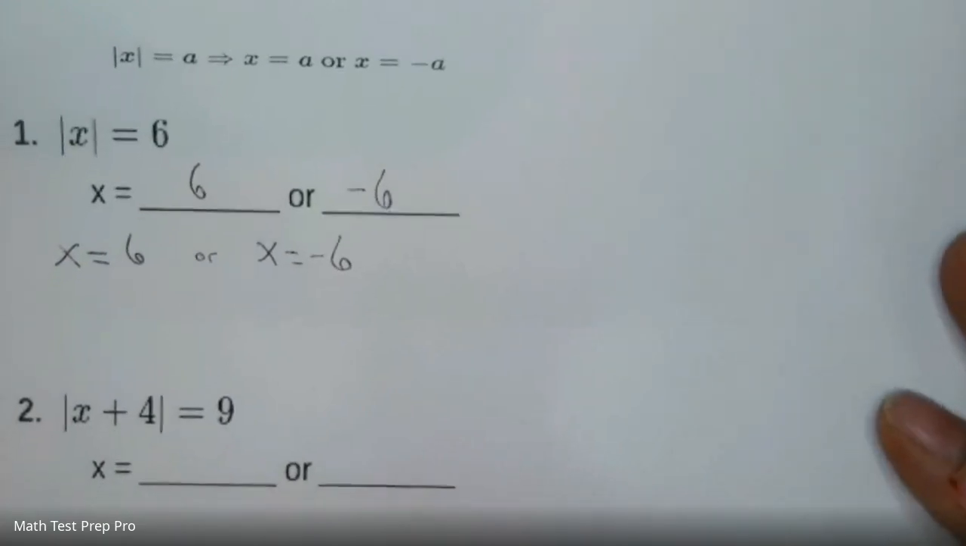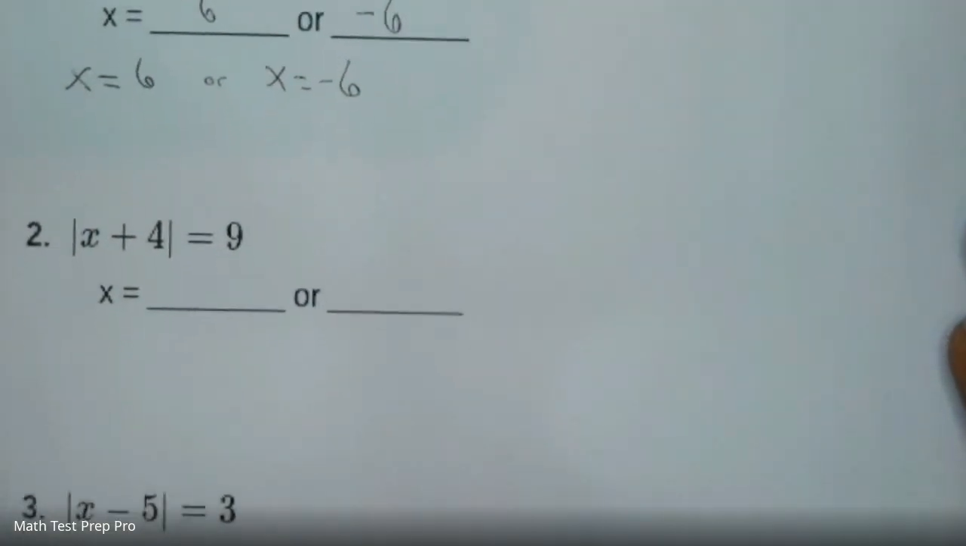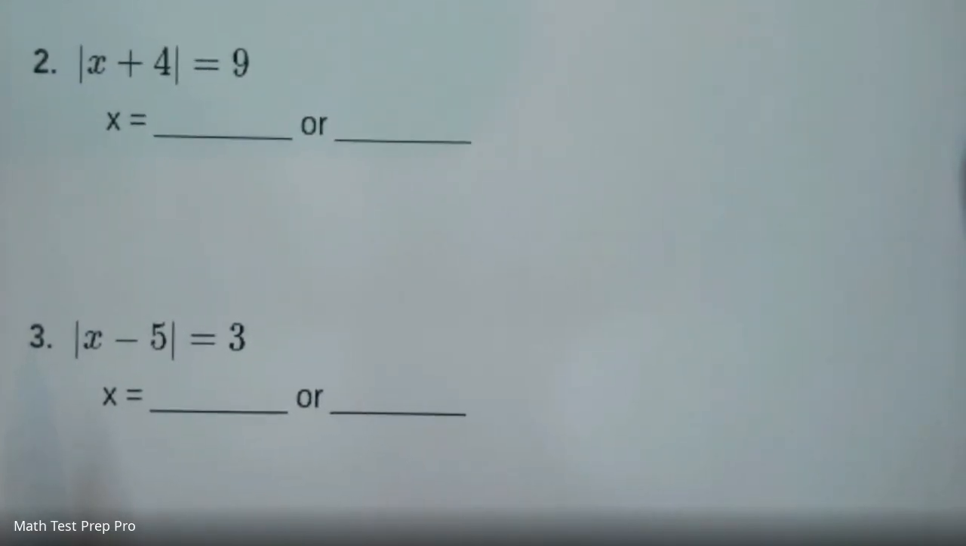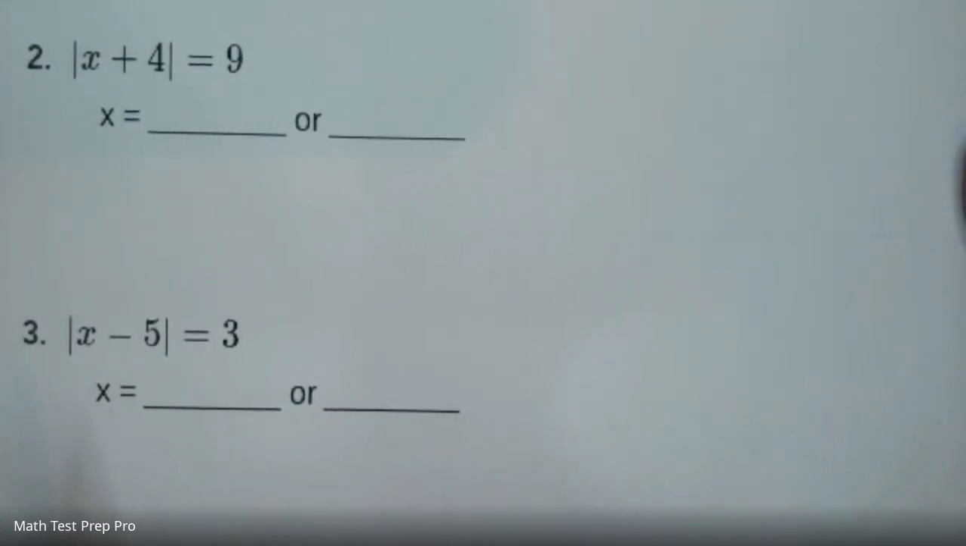Let's scoop this up and look at number 2. Now we have an equation: the absolute value of x plus 4 equals 9. We're going to use the same format. I'm going to write an equation where x plus 4 equals 9 and solve, and also an equation where x plus 4 equals negative 9 and solve. That should give us our two x's.